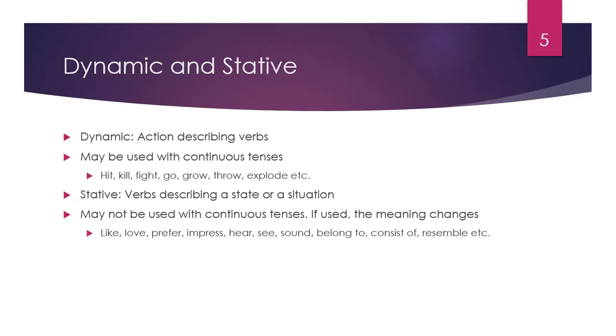Okay, so let us now discuss the dynamic and stative forms of verbs. Dynamic forms of verbs are action-describing words. They may be used with continuous tenses. Continuous tenses would mean that you may have an ing form of the verb possible. Ing would denote that the action is on. In whatever time frame you're talking about the action, in that time frame the action is continuous. That's how we call them continuous tenses.